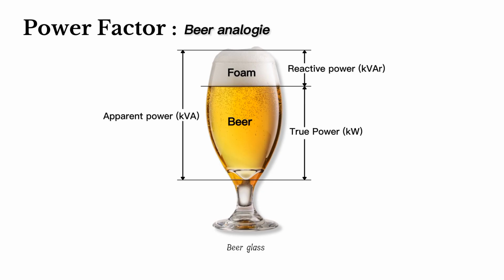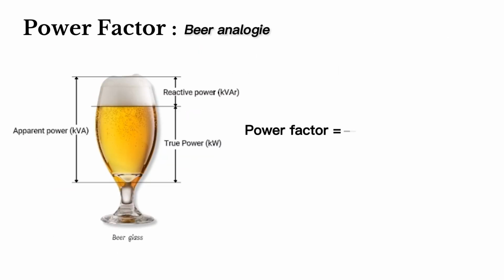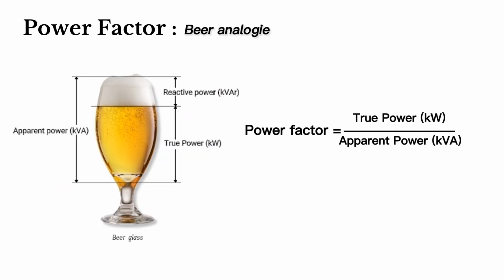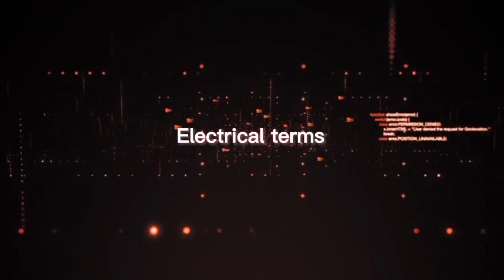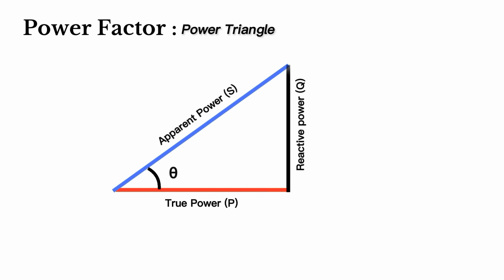When we combine true and reactive power, we get apparent power measured in kilovolt amps. Power factor, then, is the ratio of true power to apparent power, indicating how efficiently we're using the power. In electrical terms, we visualize power factor using a power triangle, where the true power is represented by the adjacent side, reactive power by the opposite side, and the hypotenuse represents the apparent power, forming an angle known as theta. This angle theta indicates the power factor.